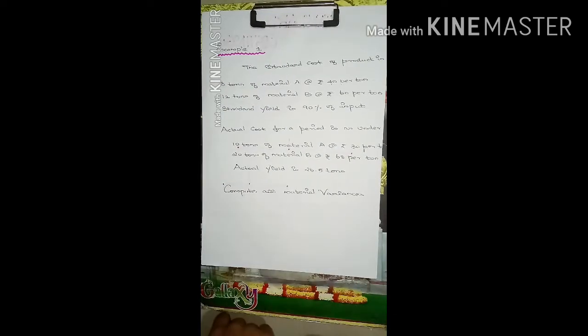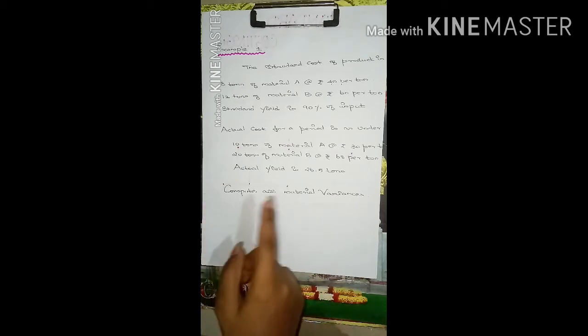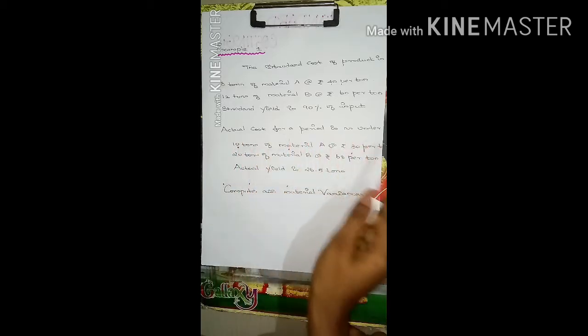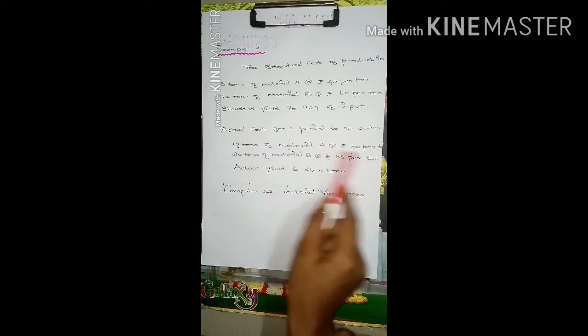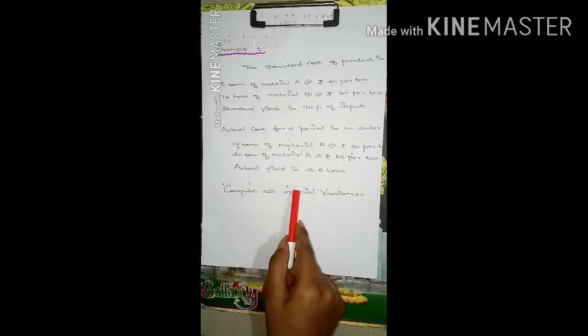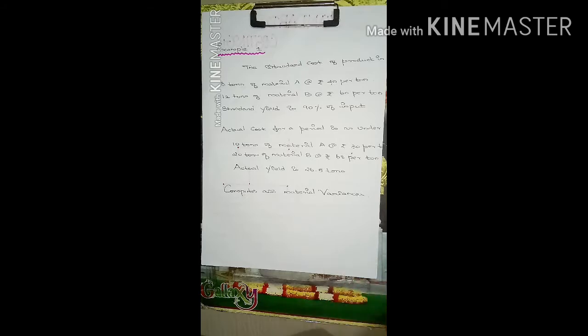Okay, let's see an example. The standard cost of a product is 8 tons of material A at rupees 40 per ton, 12 tons of material B at rupees 60 per ton. Standard yield is 90% of the input, and actual cost for the period is given below: 100 tons of material A at rupees 30 per ton and 20 tons of material B at rupees 68 per ton. Actual yield is 26.5 tons. Compute all the material variances.